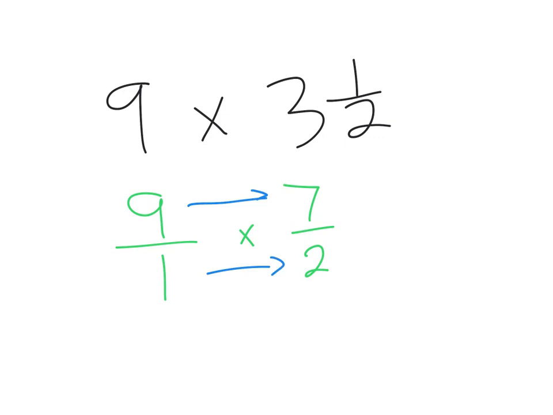So 9 times 7, 1 times 2. I don't want to do too much because I don't want to give away too much because these are extra credit, but that's how we would approach that.